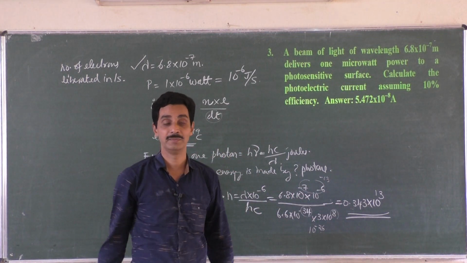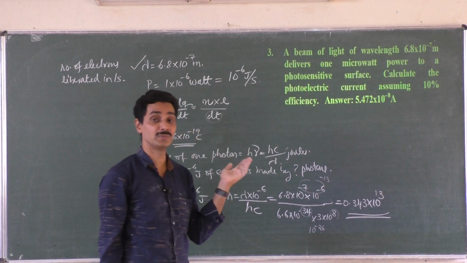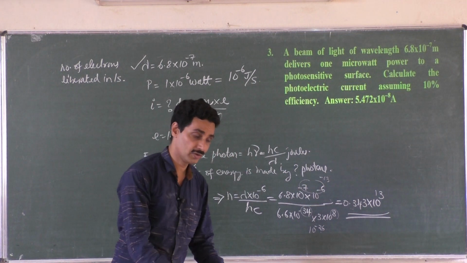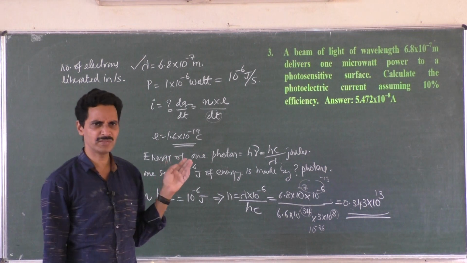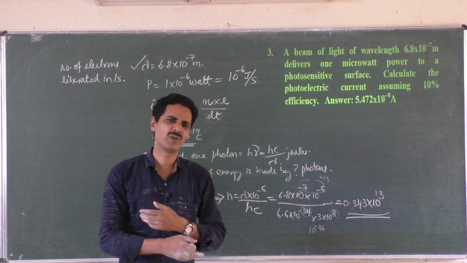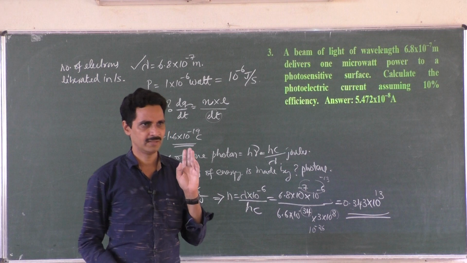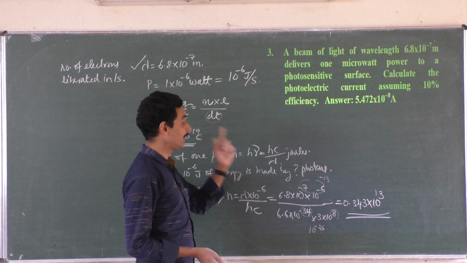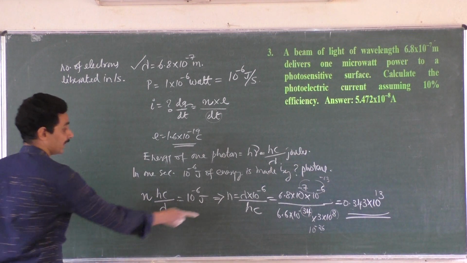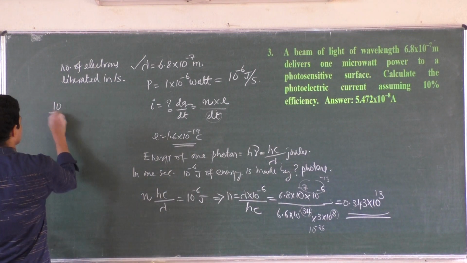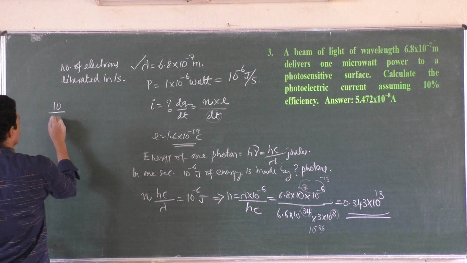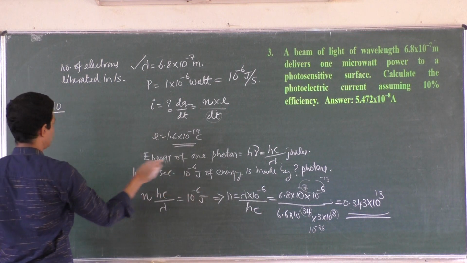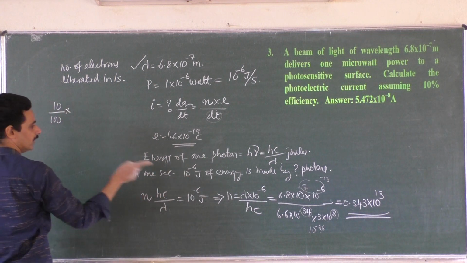That one you have to remember. I have said I assume that it is 100%, each photon removes one electron. Because some of the photons may not be able to remove the electrons, because they might have gone somewhere else, and that surface may not have received those photons. That may be the reason. So 10% of these number of electrons, otherwise I could have taken the same number. 10% of how much number?